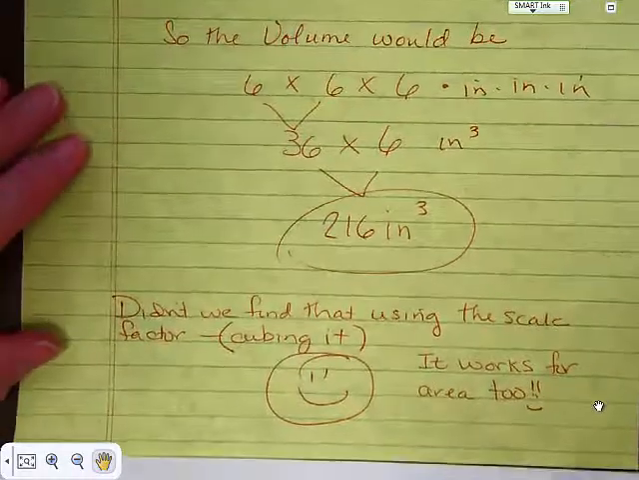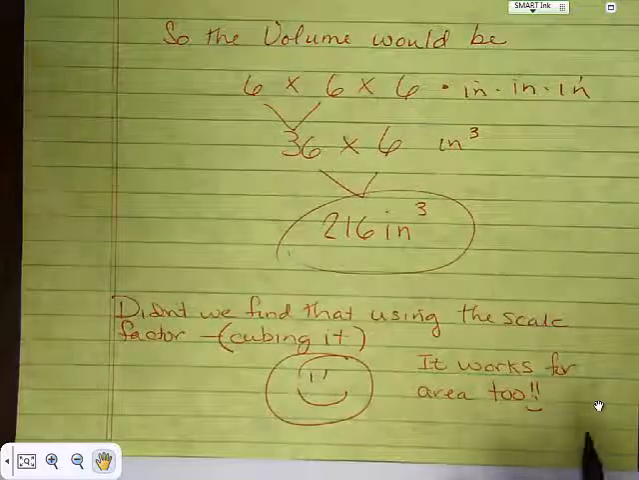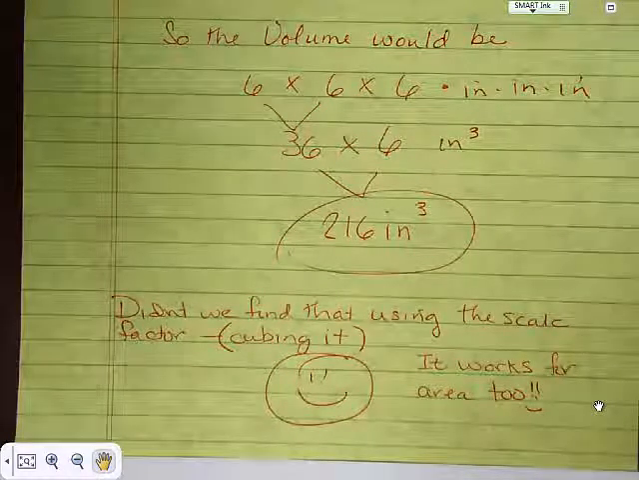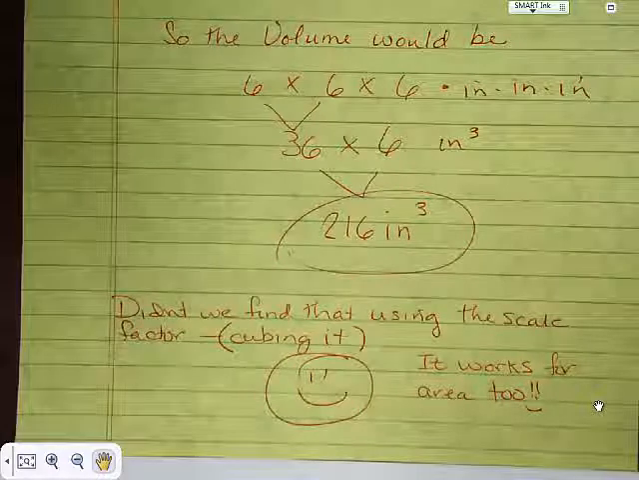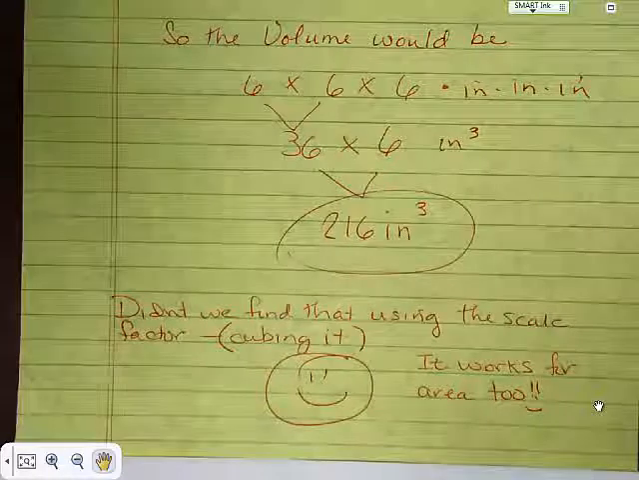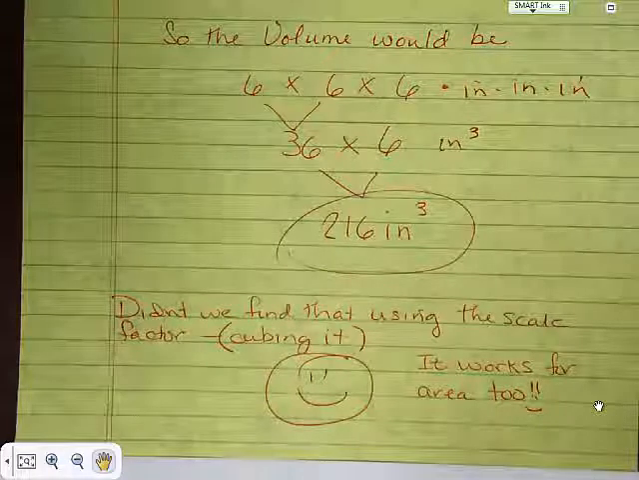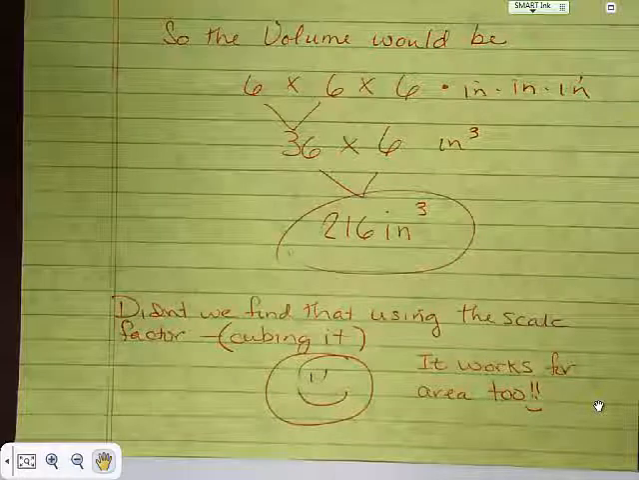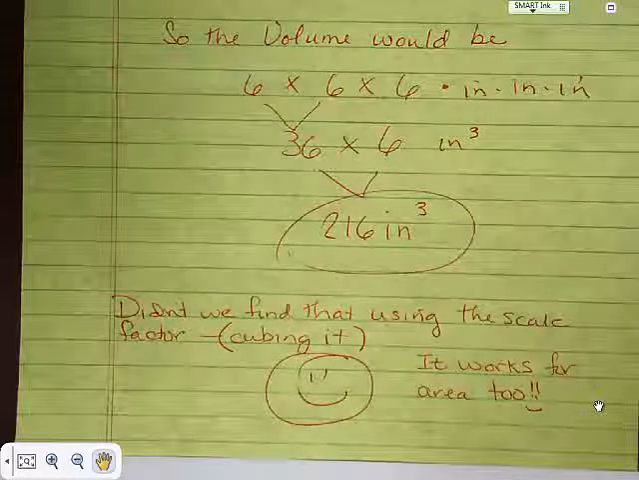This also works for area. So if you found the area of something and the scale factor was 3, you would take 3 times 3, which would be 9. Take 9 times the original area that you found, and you would find the new area of the new figure using the scale factor.